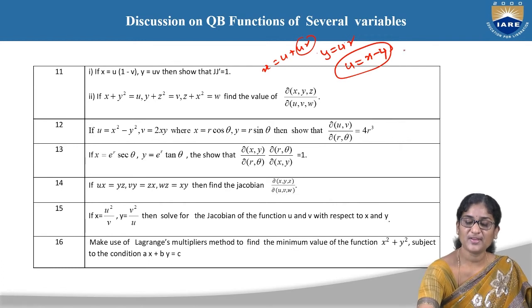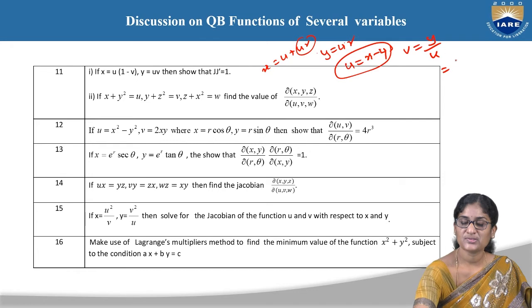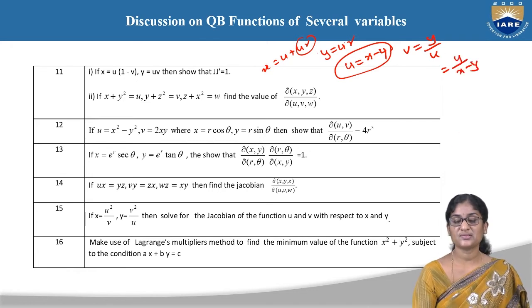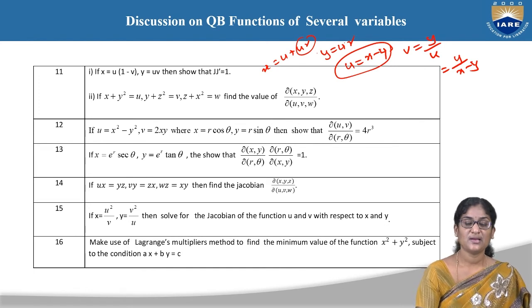And v is nothing but y by u. But what is u here? u is nothing but x minus y. So y by x minus y is the u value. So here also you can easily get the v in terms of x and y.